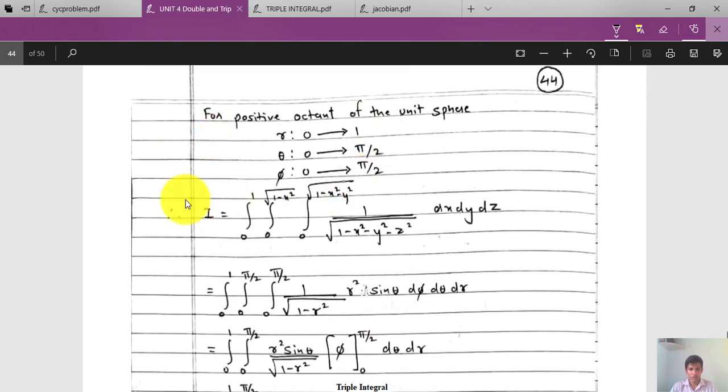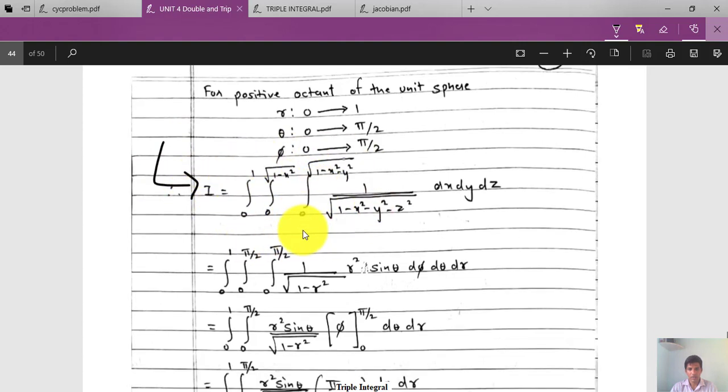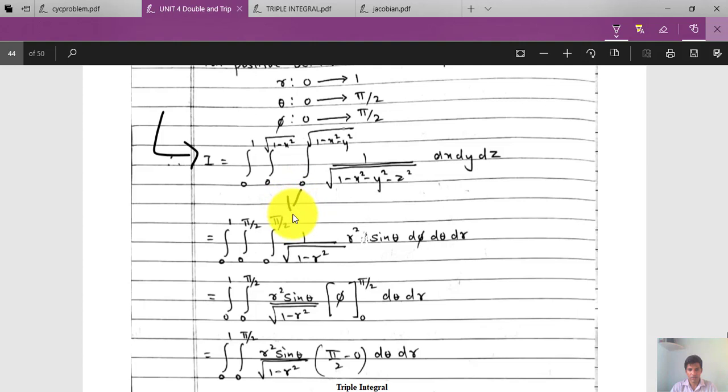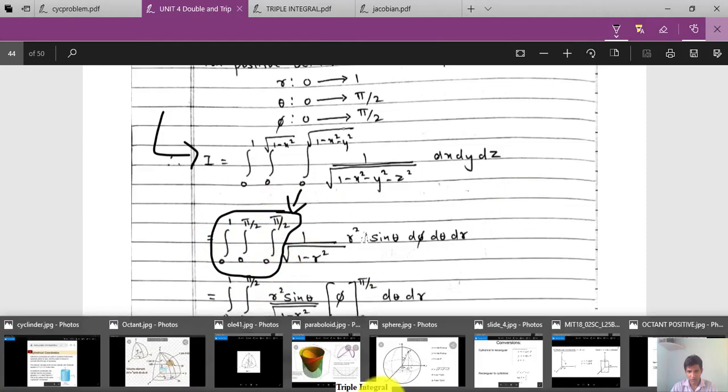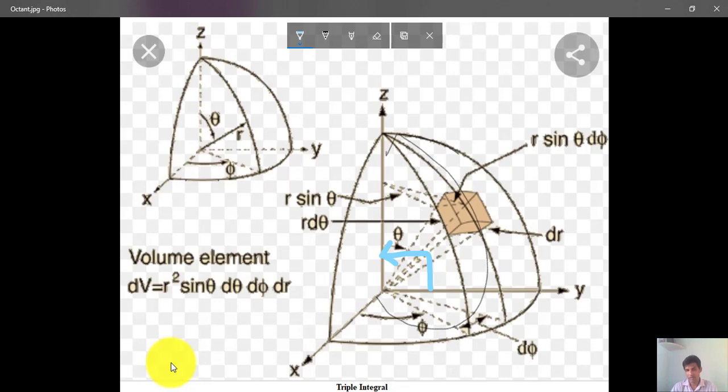Now, given the limits, that is an integral of this particular type, after changing the limits you have 0 to pi by 2, 0 to pi by 2. Whenever you find this particular integral, it is obviously an octant, and the figure of this octant is of this type. Now, they have only asked you to solve the problems for the positive octant.